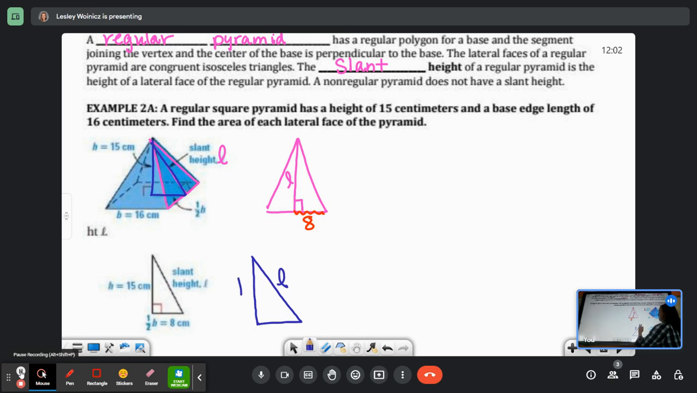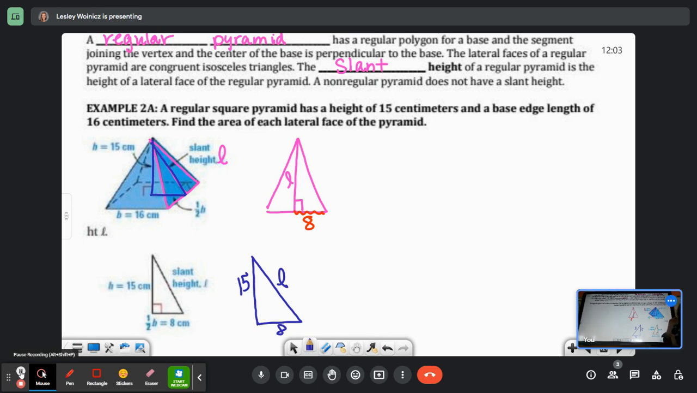And we know that this is 15. So we still know that this base length is 16. Isn't this 16? And this is 16. And this is 16. You guys see that it's 16 all the way across? So if it's 16 all the way across, what is this piece right here? 8. So can we find our slant height? It's 17.